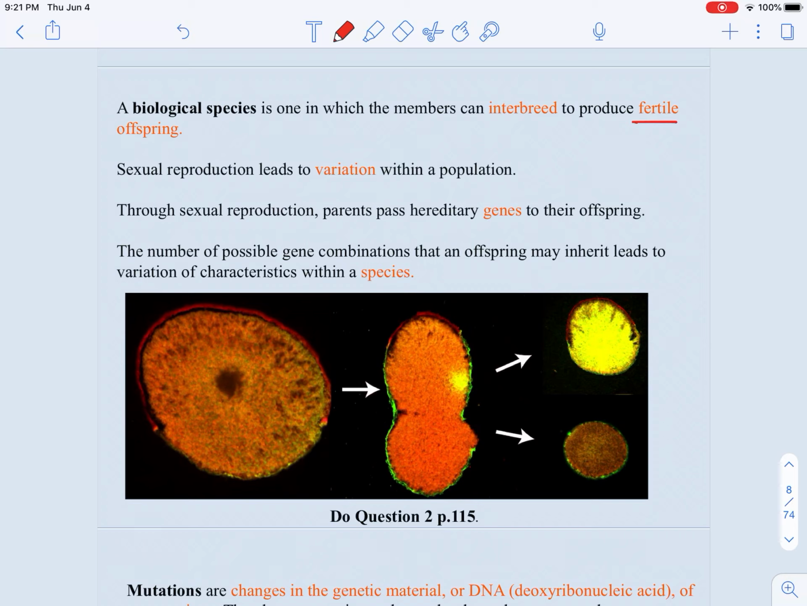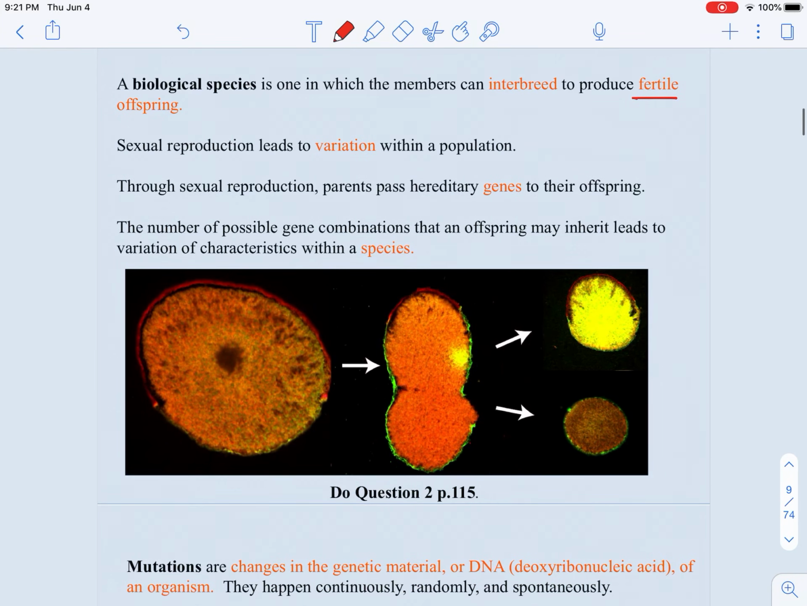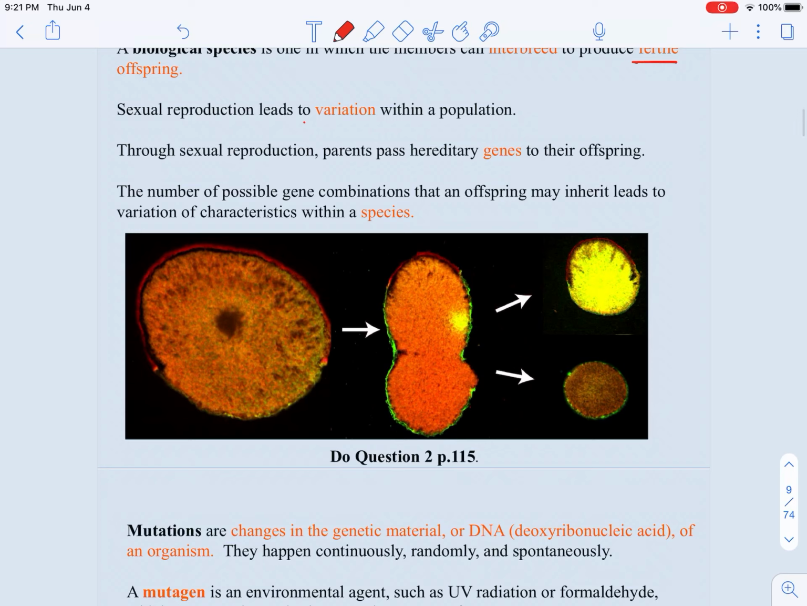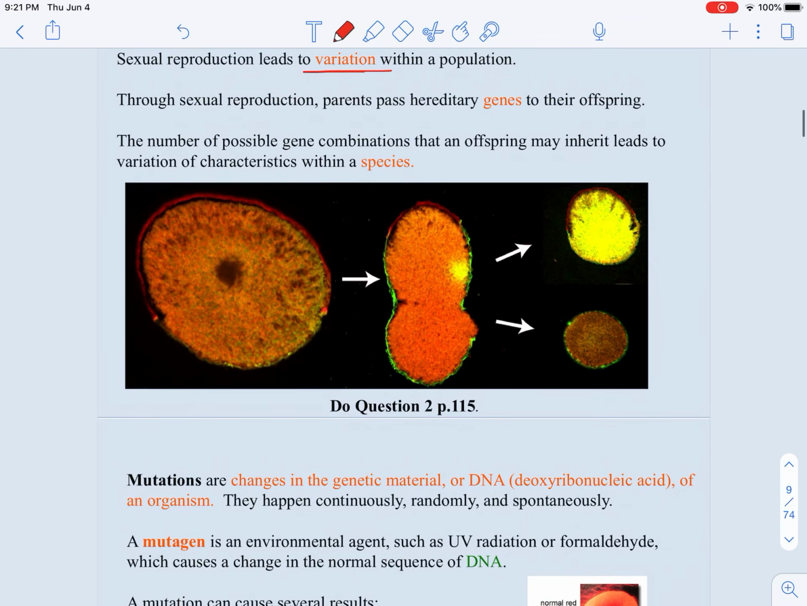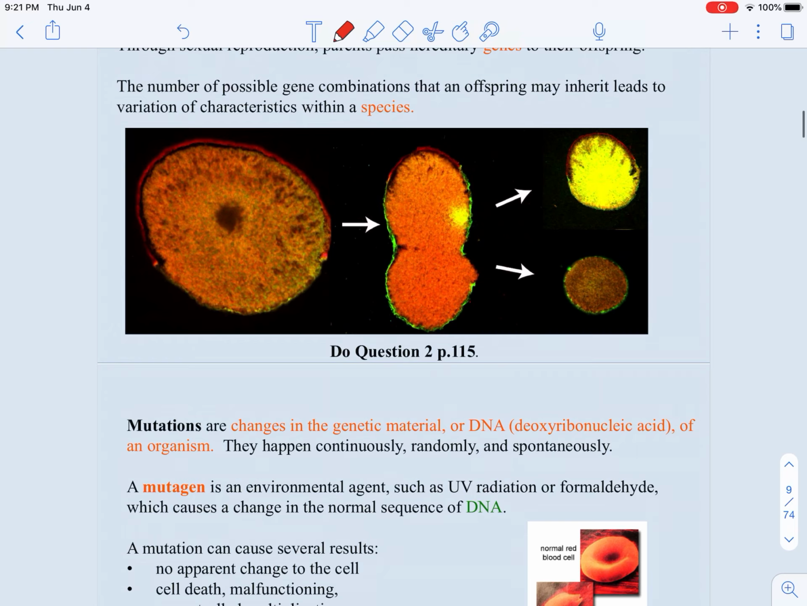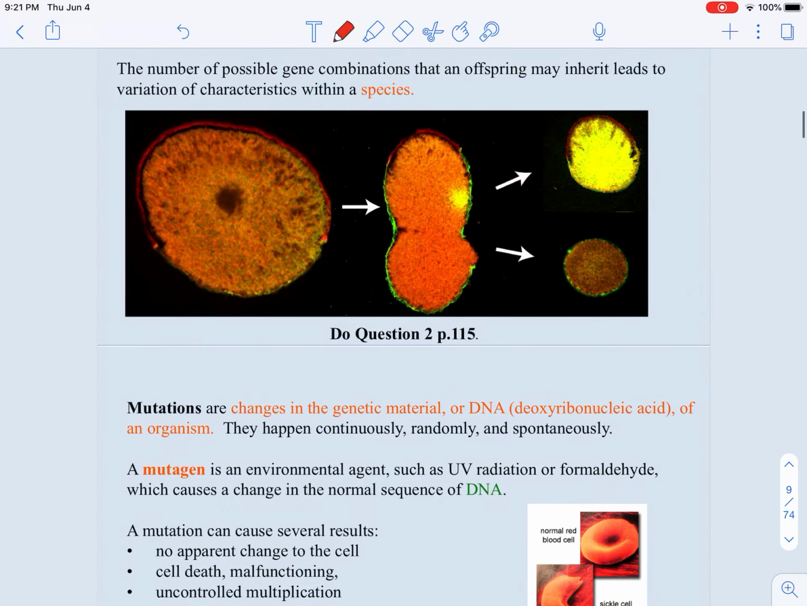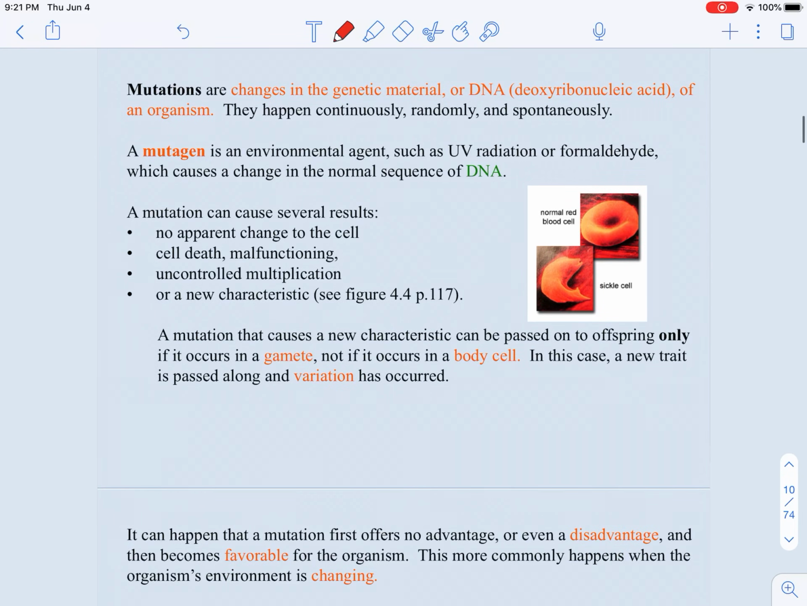Definition of a species are individuals that can interbreed to make fertile offspring. So if they can breed and make offspring that are infertile, they may be very closely related but not of the same species. So with sexual reproduction, we've got genes coming from two parents, so that leads to genetic variation, because those genes get passed from those parents with a new combination into their offspring.